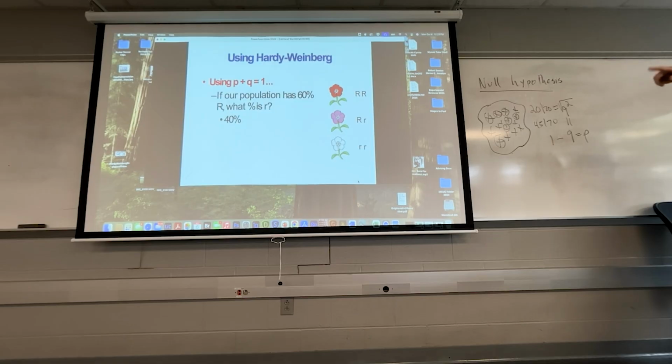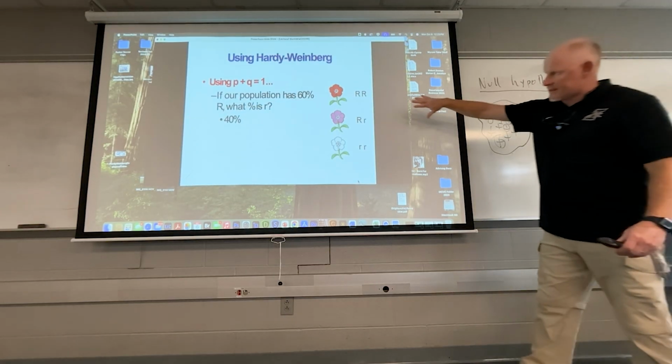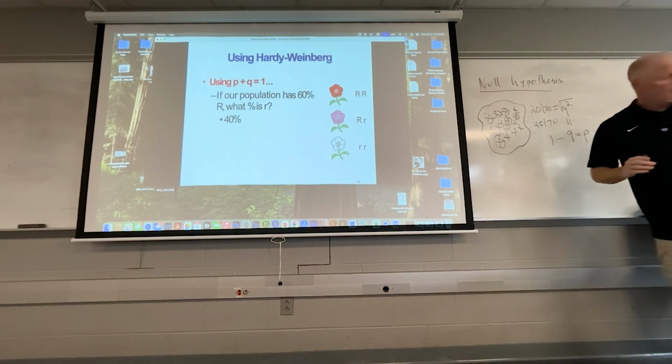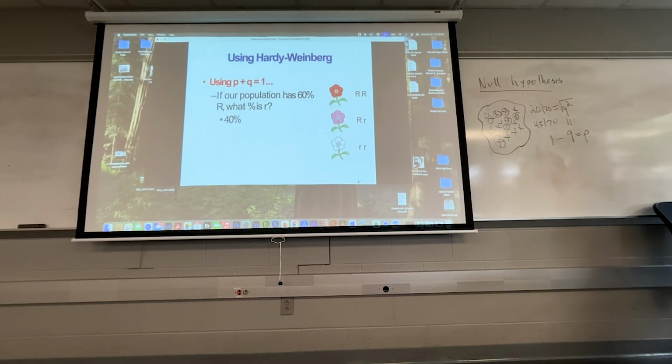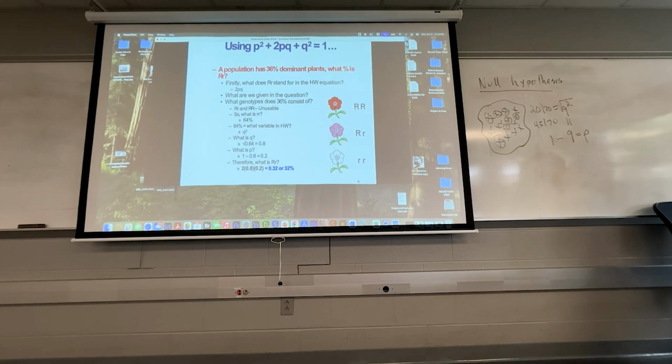So in the example I gave you, I kind of worded it a different way, right? So here again we have our flowers. If our population is 60% big R, right? We know that from our sample. Then we know little r, or q, is 40%, right? Or 0.6 and 0.4. Those are our allele frequencies. And so if we wanted to know next summer what is our predicted heterozygote number for our dominant trait, we could just plug those numbers in, right?